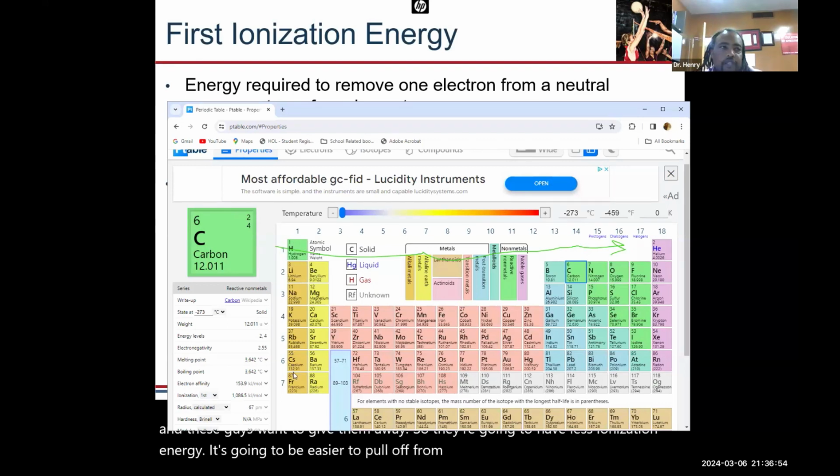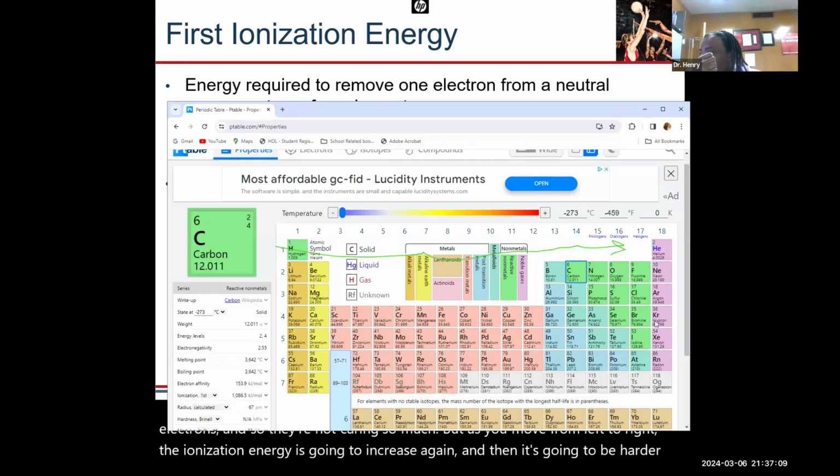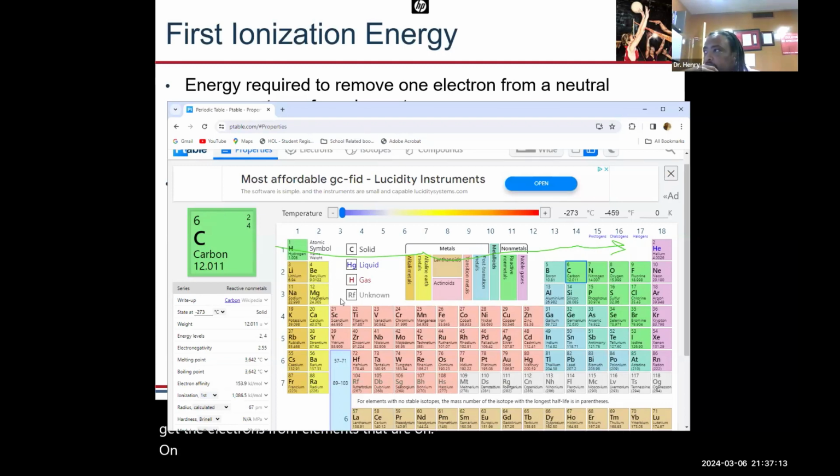As we move down further, they're so big that they probably won't even notice that they're losing electrons. So they're not caring so much. But as you move from left to right, the ionization energy is going to increase again. And then it's going to be harder to get the electrons from elements that are on our right-hand side compared to the elements that are on our left-hand side. Okay.